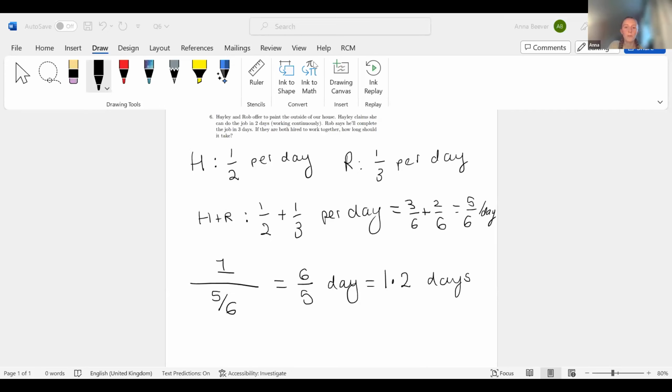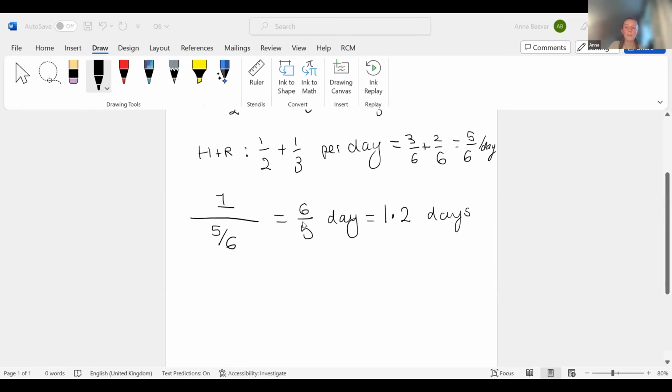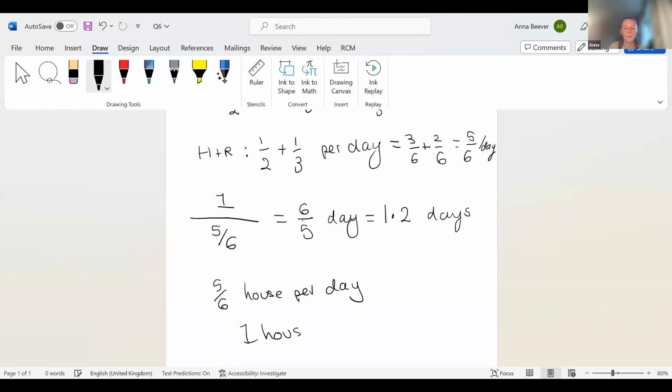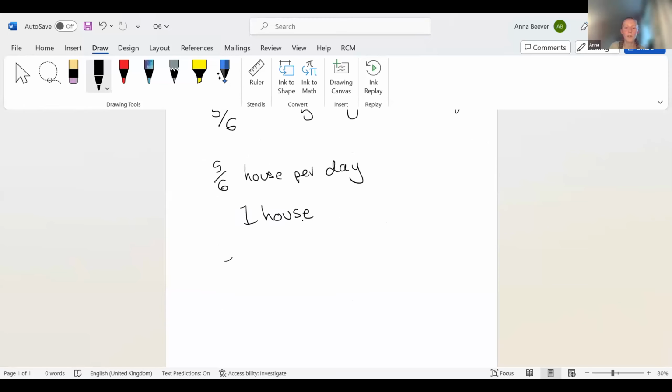Oh, why do you do 1 divided by 5/6? Perfect, thank you. I do 1 divided by 5/6 because we're doing 5/6 of a house per day, and we want to do 1 house. So to find out how long it will take to do 1 house, we want to divide the total amount we want painting by how much we're painting each day. So then you can times both by 6, so you end up with 6/5. Hopefully that made sense.